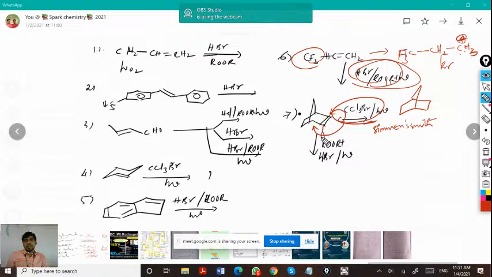With the downside there will be steric crowding. With the above side there will be less steric crowding. So it is going to add above the plane. This is what we get.